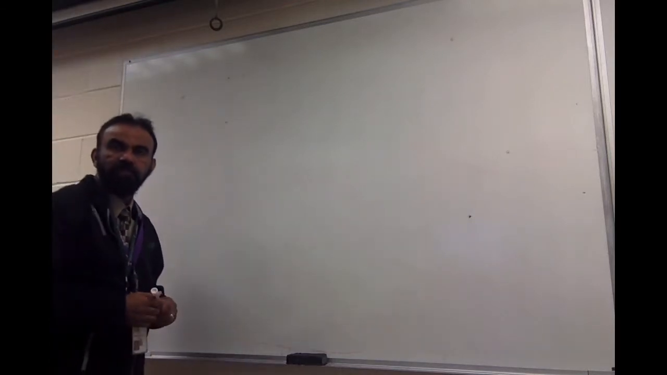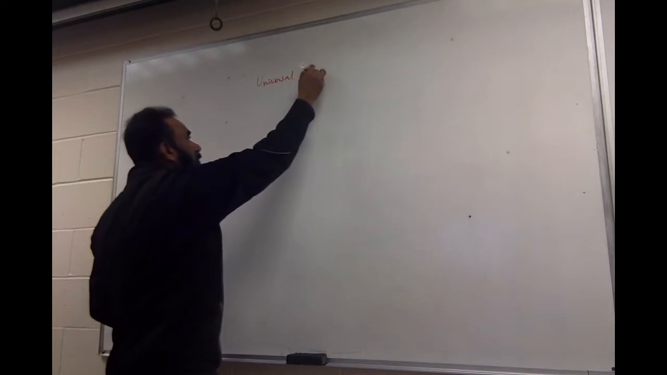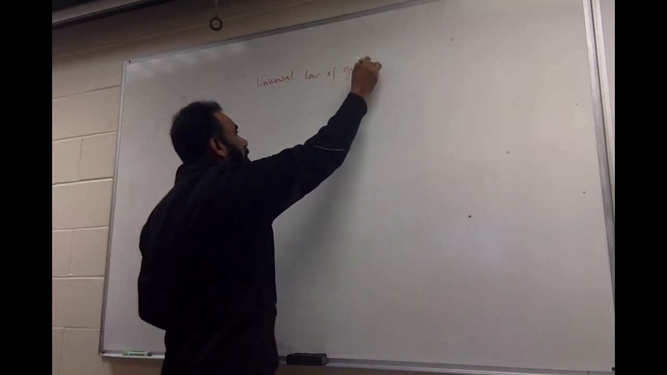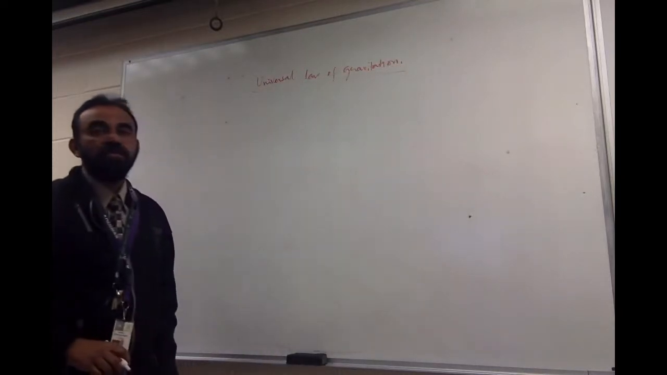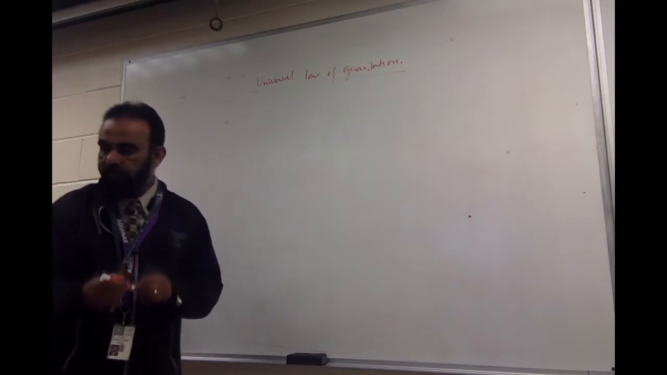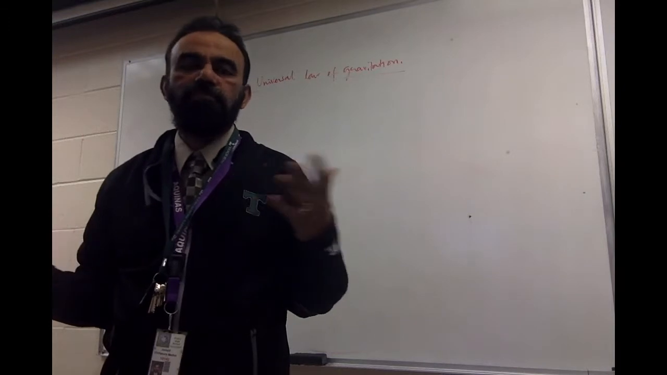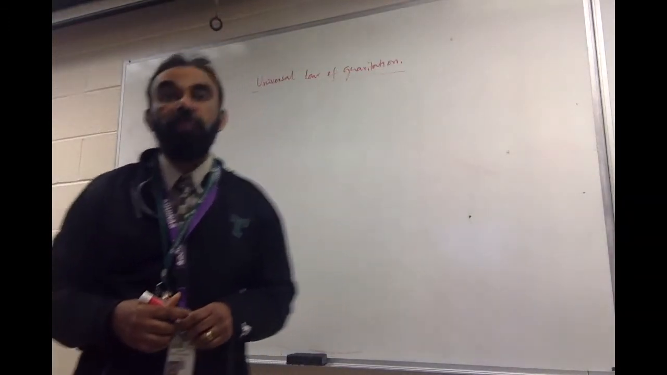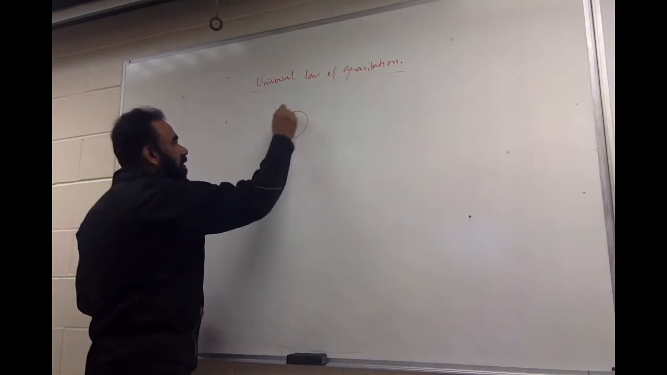All right? Now, coming to gravitation, the universal law of gravitation. Did we start? A little bit? So the universal law of gravitation. Newton's universal law of gravitation relates to the force of attraction between any two masses. Any two masses. So that's what the statement is. Write down the statement.